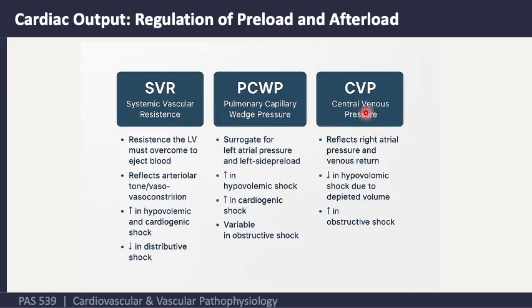And lastly, the central venous pressure. If any of you go into primary care in the hospital setting, if you're ever taking care of patients in the ICU, a lot of times they will have some type of measurement, some way to measure the central venous pressure directly. It reflects the right atrial pressure and venous return. It can be decreased in hypovolemic shock due to depleted volume. It can also be increased in obstructive shock.